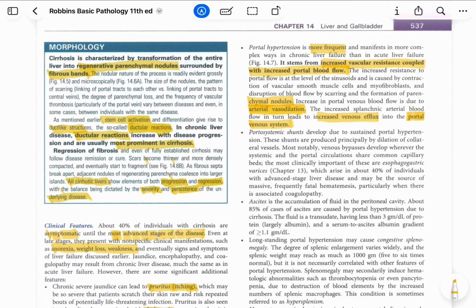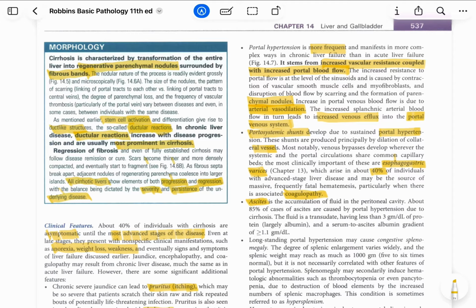which leads to hypertension. So, other than this, there are portosystemic shunts which develop due to sustained portal hypertension. These shunts are produced principally by dilatation of collateral vessels. Most notably, venous bypasses develop where the systemic and portal circulation share common capillary beds. The most clinically important of these are esophagogastric varices. So the varices will develop, which arise in 40% of individuals with advanced stage liver disease and may be the source of massive, frequently fatal hematemesis, particularly when there is associated coagulopathy.